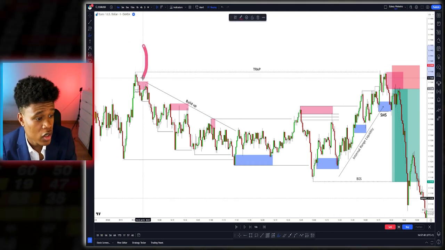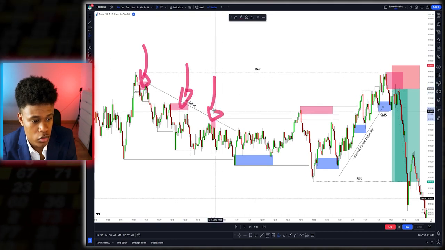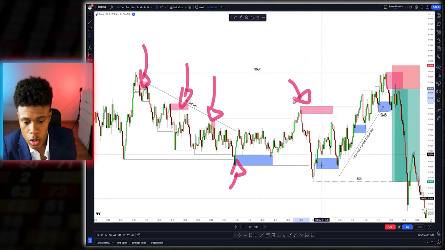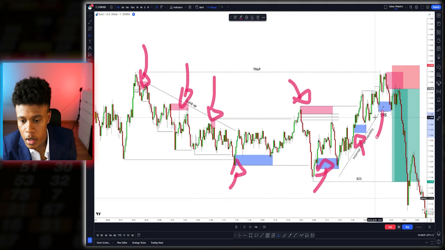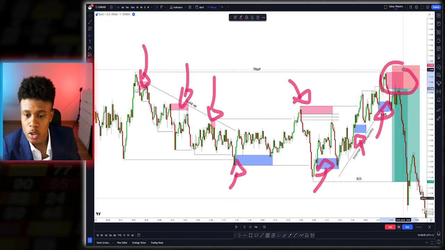For example, I didn't take any trade right here, either here, as you can see exactly right here. Also, I didn't take any here. I didn't here. No, here. No, here. No. So in all those zones I didn't take any trade. I just chose this zone to take the trade.